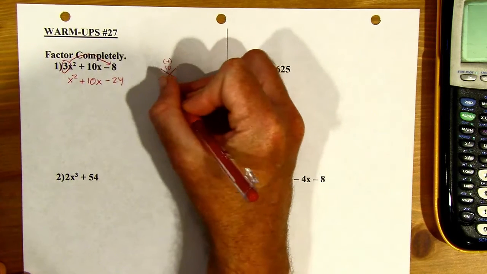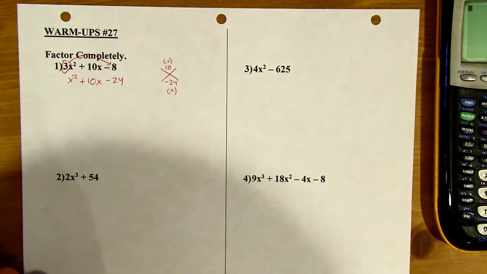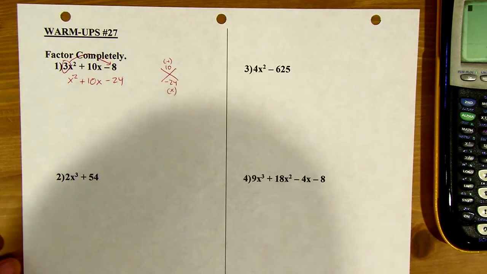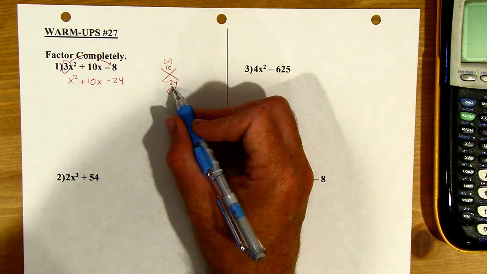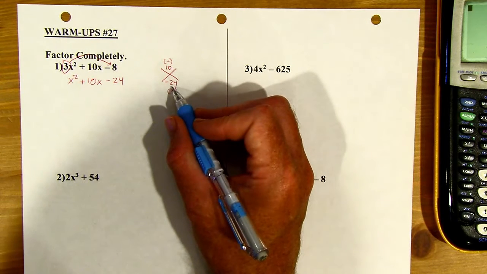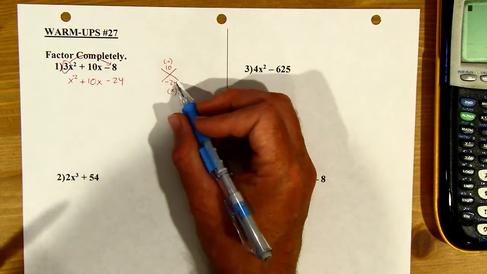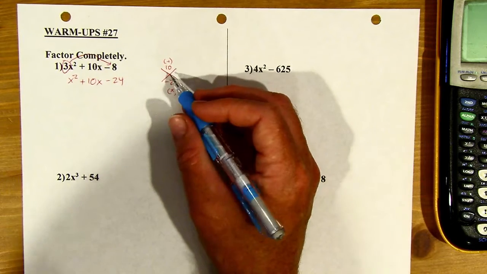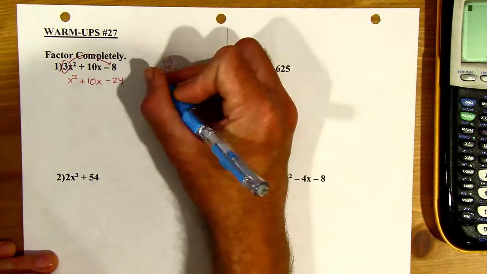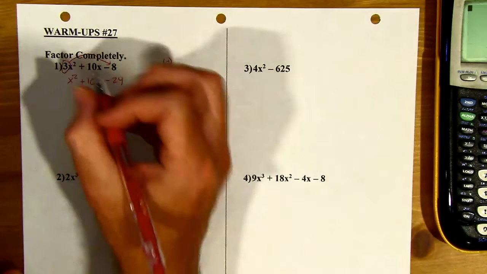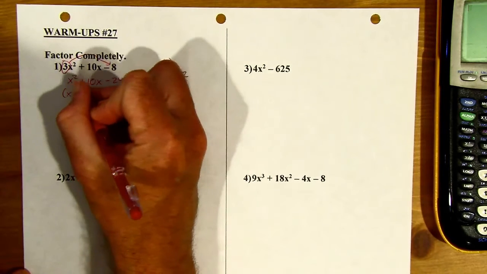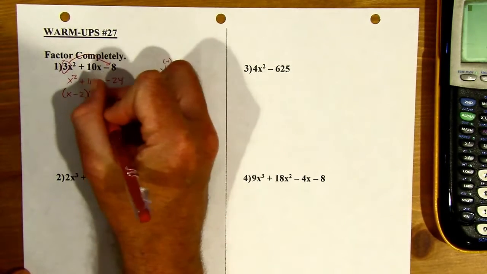Okay, I'm looking for two numbers that add to 10, and the same two numbers multiply to -24. So I'm kind of thinking 1 and 24, I can't do anything with that. 2 and 12, I can do something with that. 3 and 8 is tempting, but 3 and 8 won't work to get a 10. But I can do something with a 2 and a 12. If the 2 is negative and the 12 is positive, then that's my winning combo, right? So I've got x minus 2 and x plus 12.